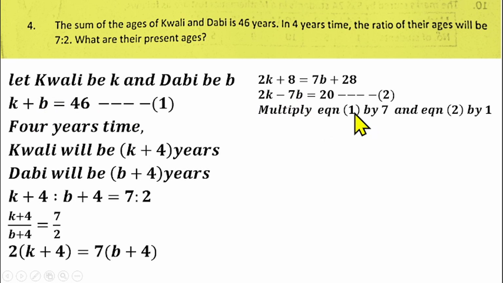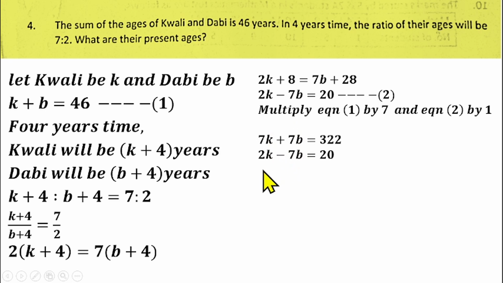So multiply equation 1 by 7, so as to make this one 7B, and multiply equation 2 by 1. If I multiply equation 1 by 7, that will give us 7K plus 7B equals 322. And multiply equation 2 by 1, that will still give us 2K minus 7B equals 20. Then we can now add these two equations so as to eliminate B.